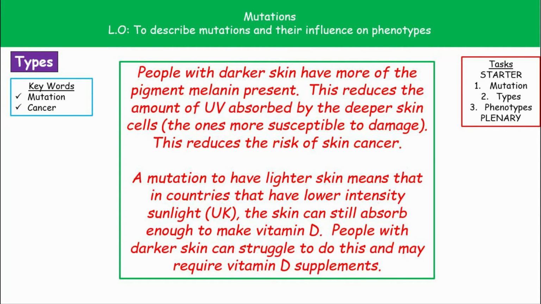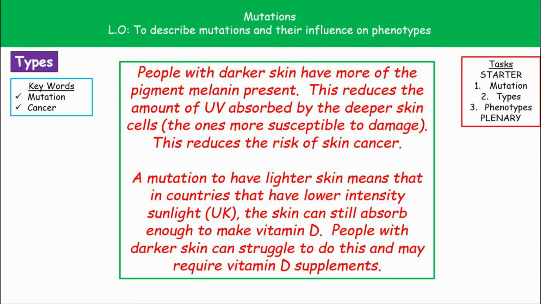Let's double check to make sure we got the key points. So hopefully we know that people with darker skin have a reduced amount of UV absorbed by the skin cells. And it's more important that this is true of the skin cells deeper within the actual body, because those are the ones that are more susceptible to damage. Because they're absorbing less of that UV with those delicate cells, they're less susceptible to damage, which means you reduce the risk of skin cancer.